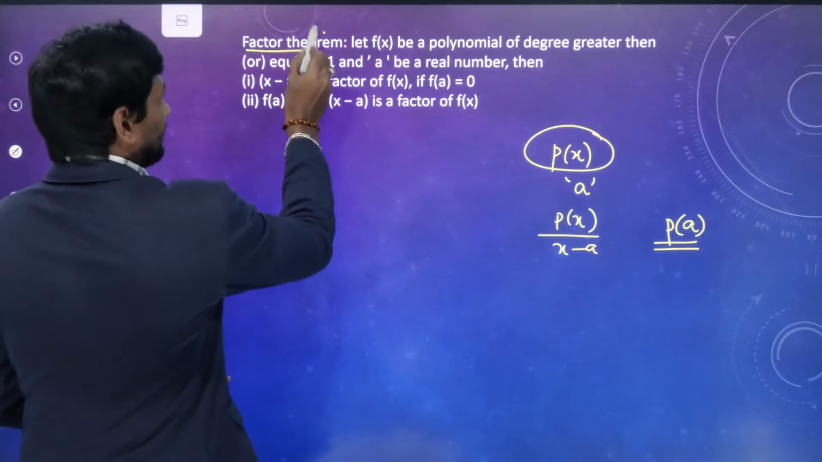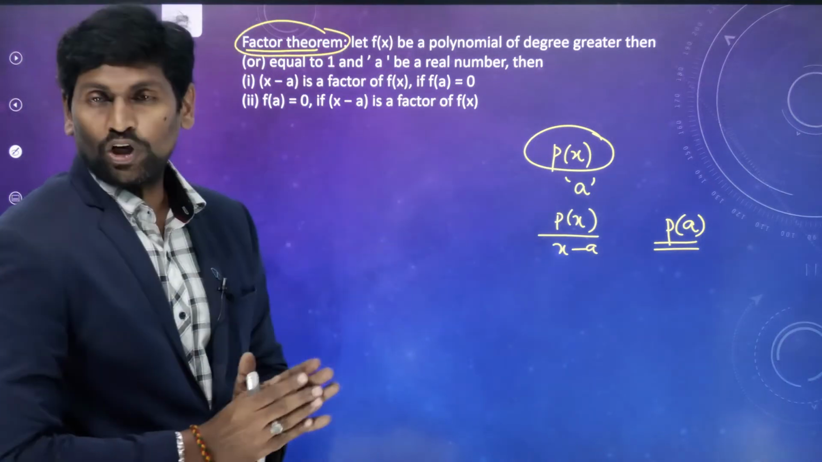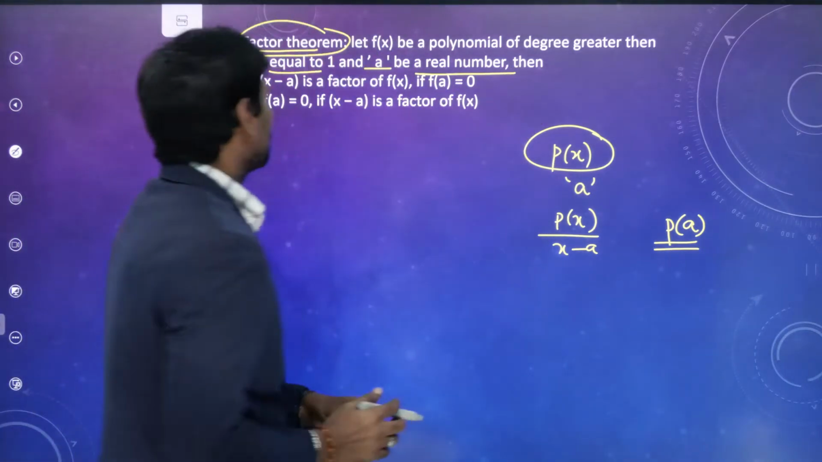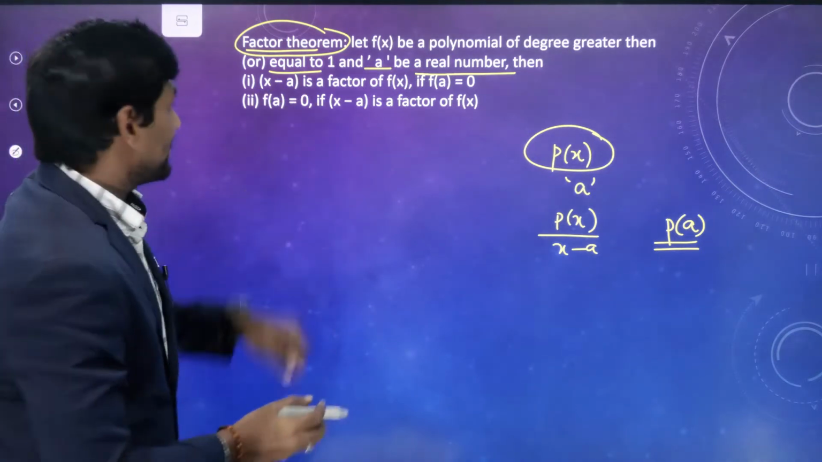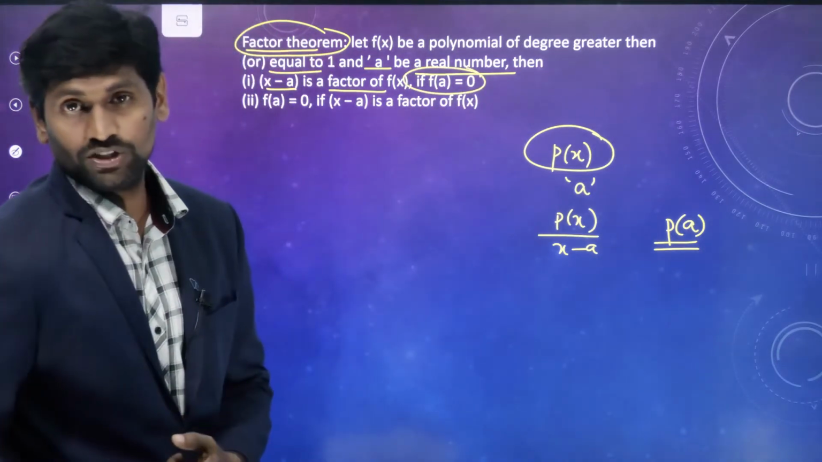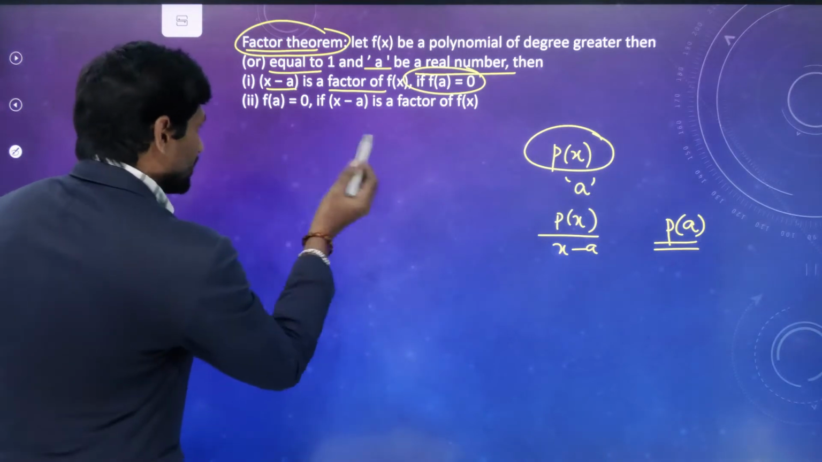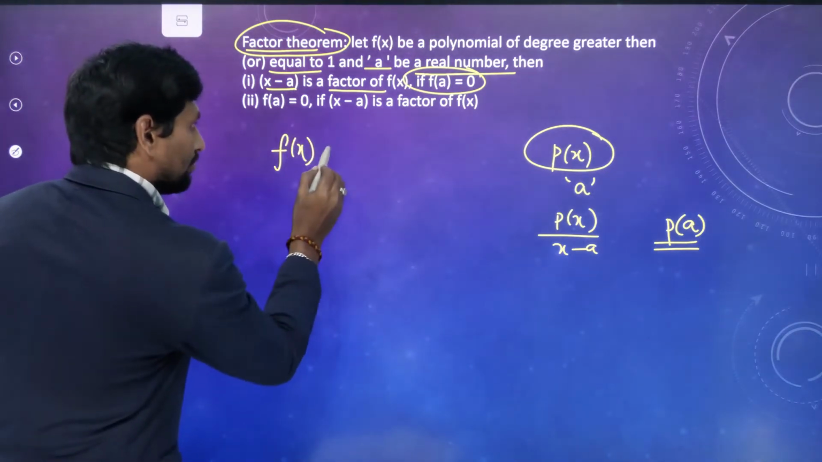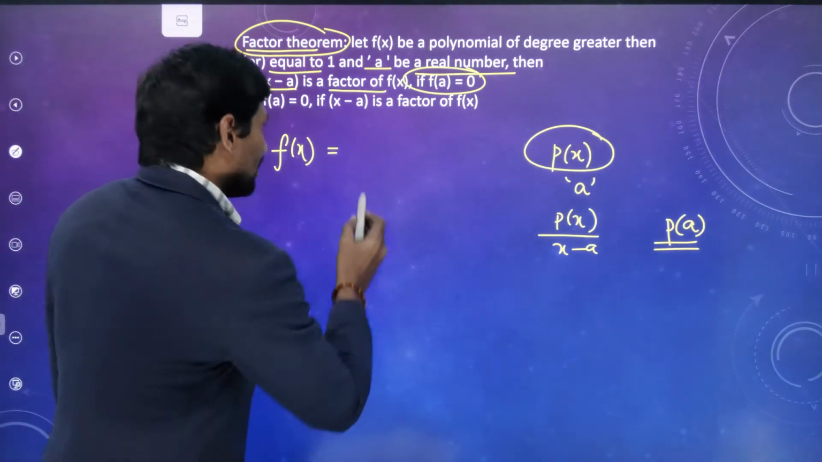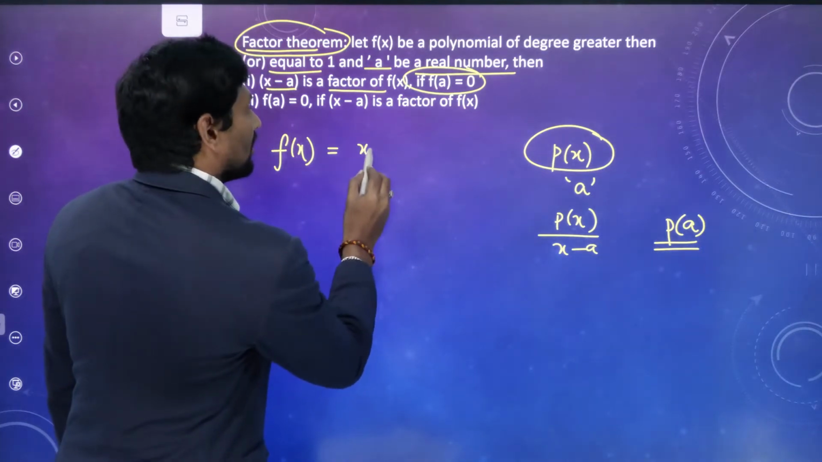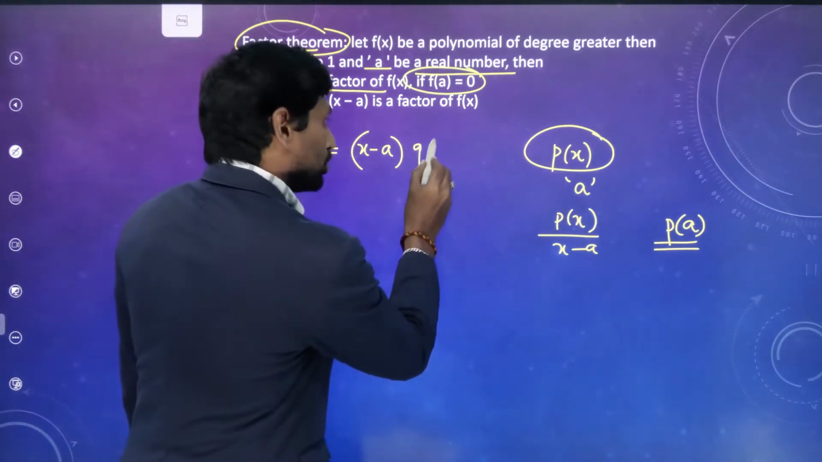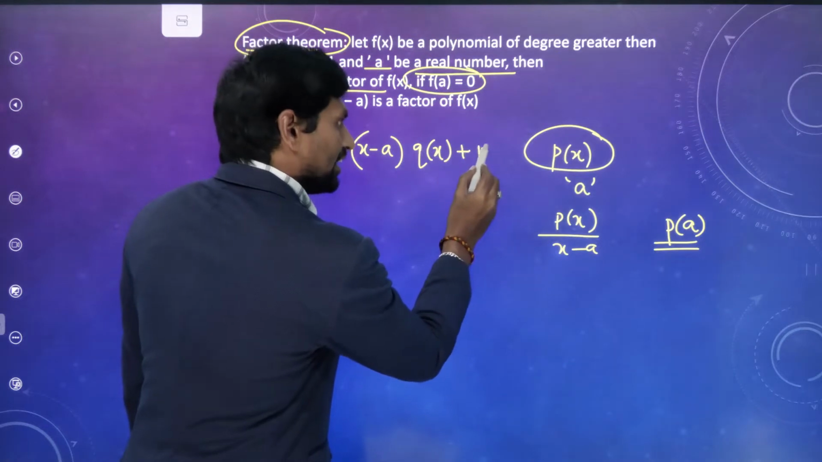Same way, coming to the factor theorem, if f of x is a polynomial of degree greater than or equal to 1, and a can be any real number, if x minus a is a factor of f of x, we need to show that f of a equals 0. So from this we can write, if f of x is divided by x minus a, it will give some remainder. Am I right? At the same time, it will give a quotient also. That means x minus a, a linear polynomial, into quotient q of x plus remainder r of x.